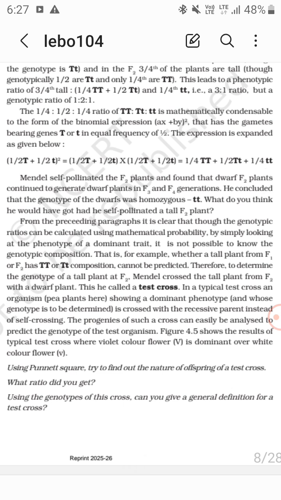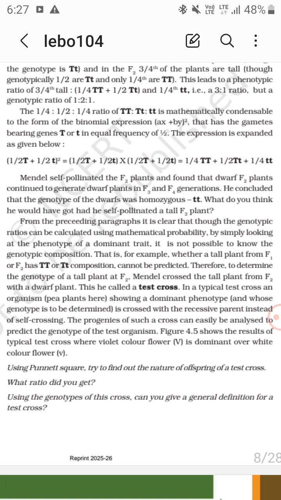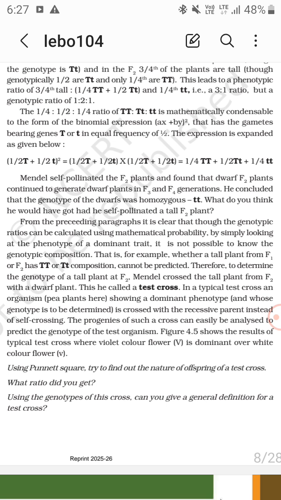Then there is the test cross. Now what is a test cross? For example, whether a tall plant from F1 or F2 has capital T capital T or capital T small t composition cannot be predicted. Therefore, to determine the genotype of a tall plant at F2, Mendel crossed the tall plant from the F2 with a dwarf plant. He called it a test cross.